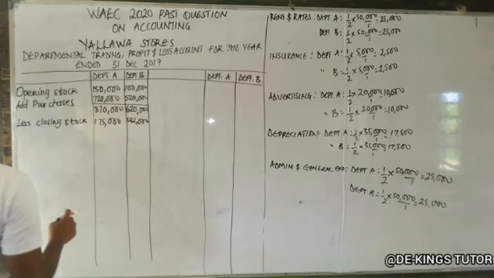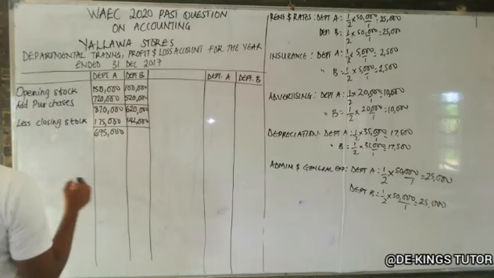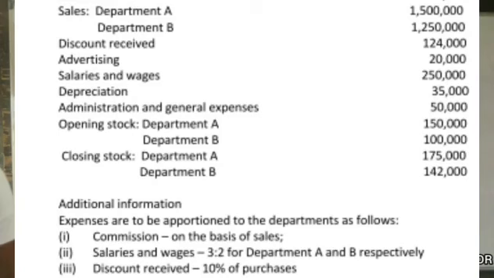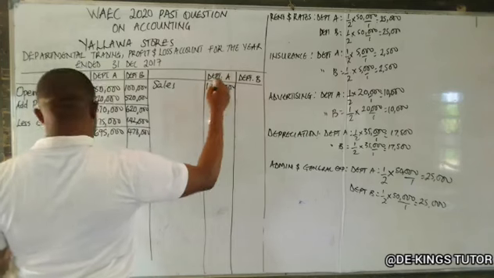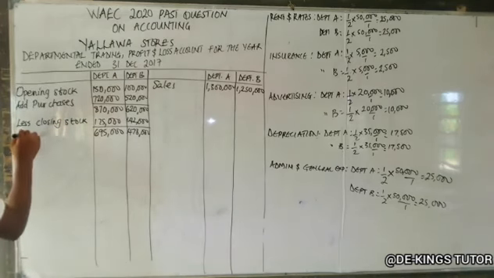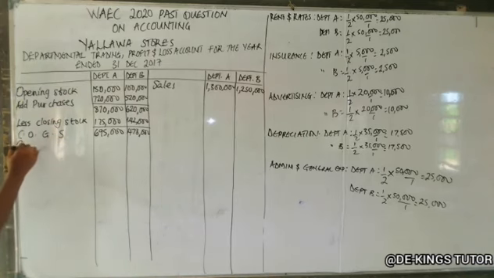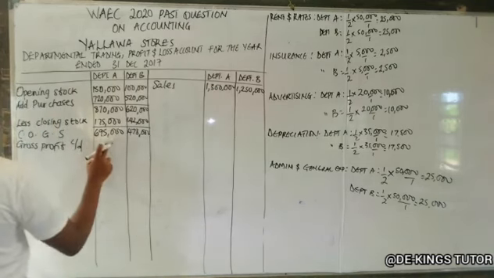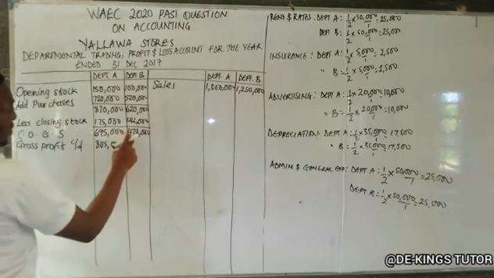Okay, so let's have the cost of goods sold. Our credit side is always our check. So we have Department A as 1,500,000, while Department B is 1,250,000. So this is our cost of goods sold. So our sales minus cost of goods sold gives us our gross profit. So we have here gross profit carried down. So 1,500,000 minus 695,000 will give us 805,000, while 1,250,000 minus 478,000 will give us 772,000. So if you add these two, you're supposed to have 1,500,000, and this is also giving 1,250,000.